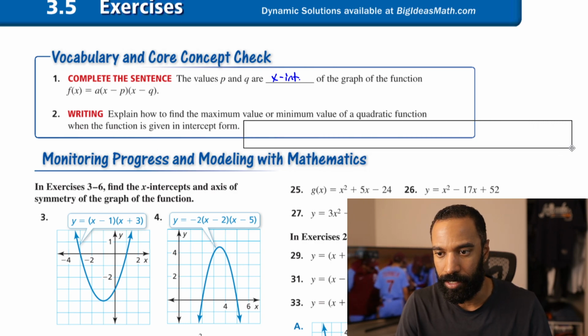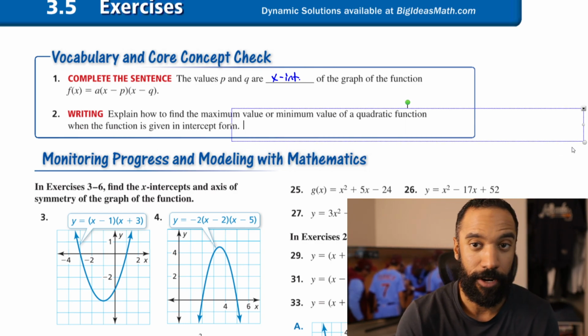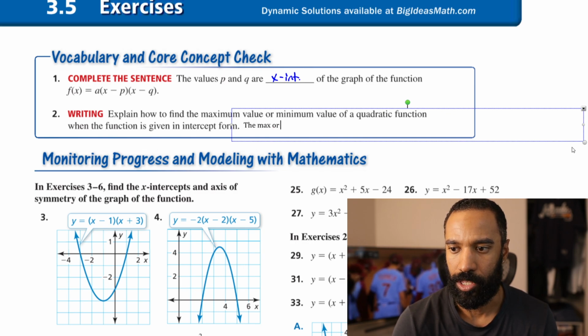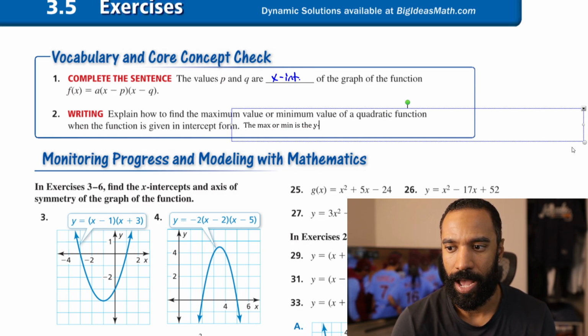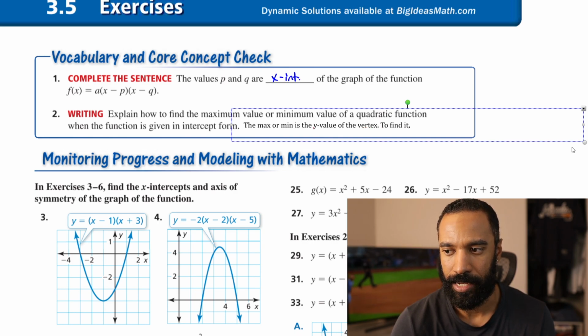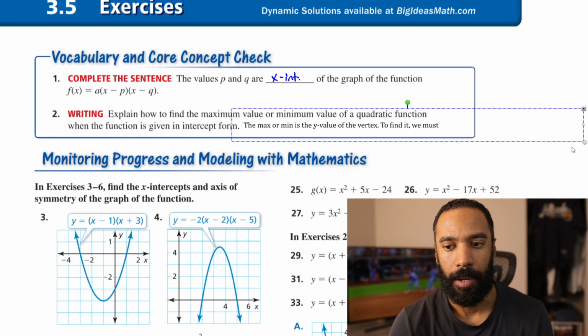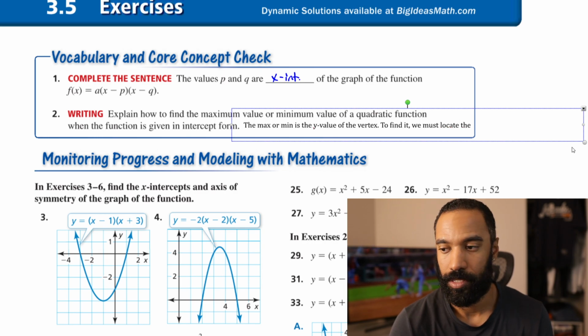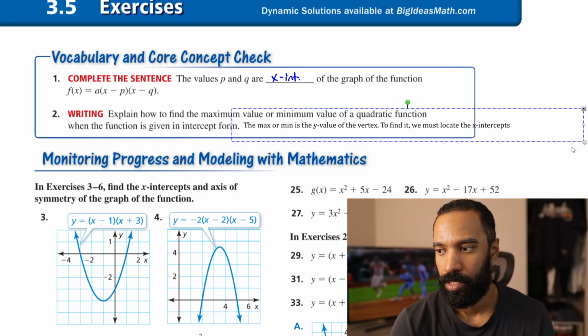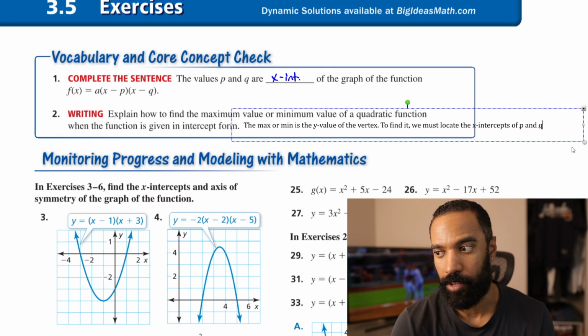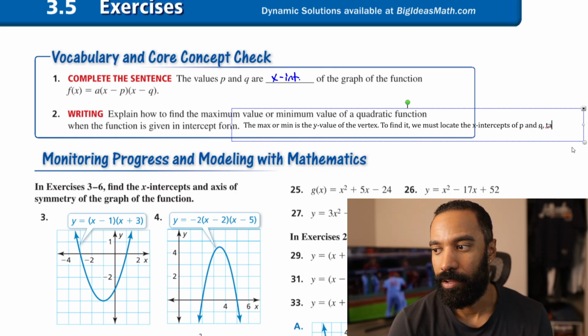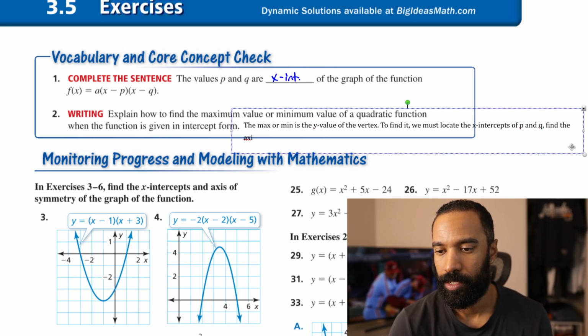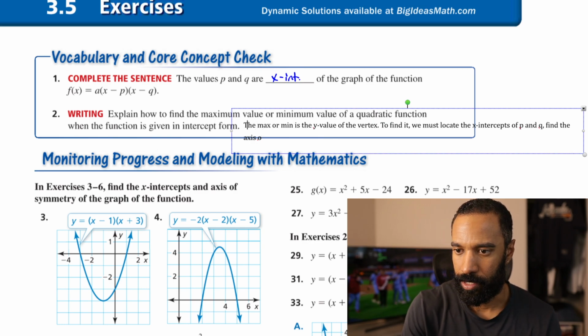The max or min, keep in mind, the max or min is the vertex. The y value of the vertex is the max or min. To find it, we must locate the x-intercepts of p and q. I'll just say p and q. Find the axis of symmetry.